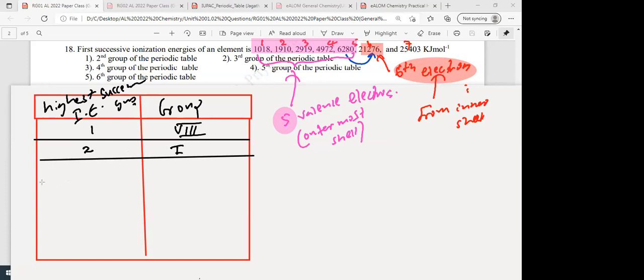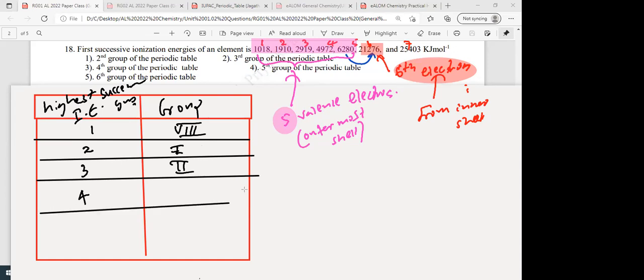Third ionization energy highest. There's a big jump for the removal of the third electron. Then it belongs to group 2. Fourth ionization energy highest. Then that element should belong to which group? That means the first 3 electrons are lost easily. The answer will be this. Then fifth ionization energy highest.